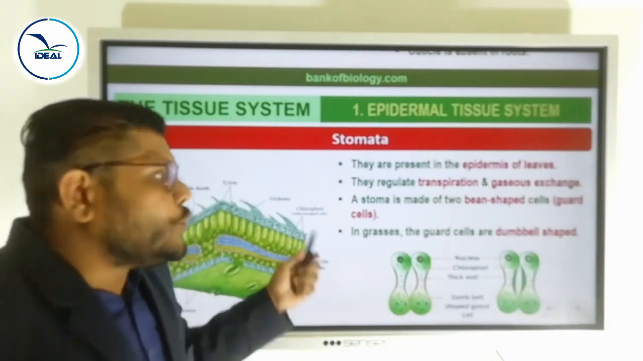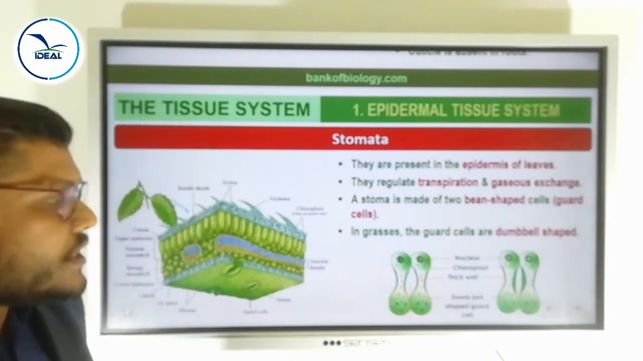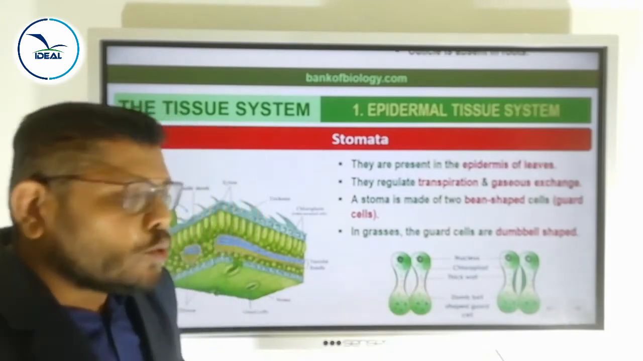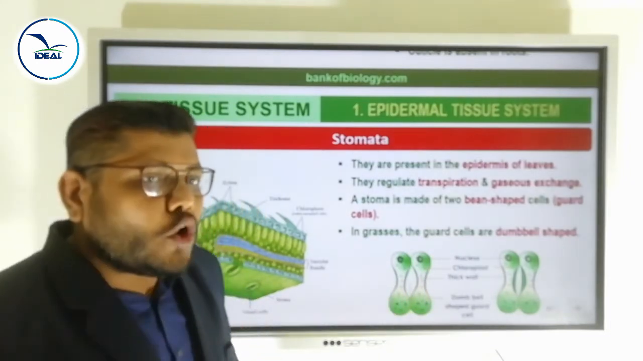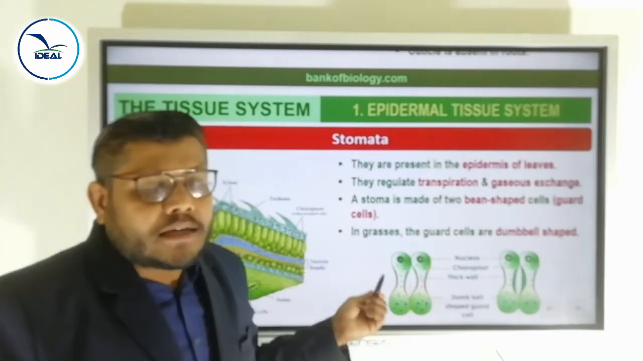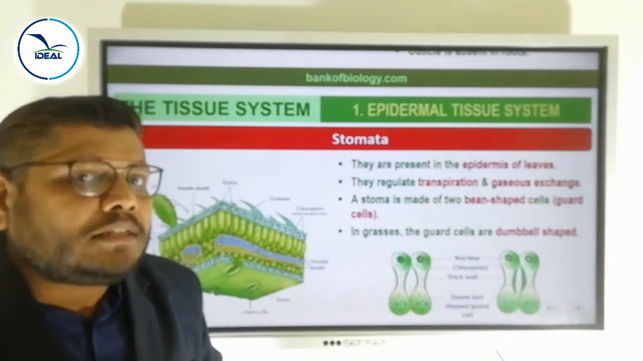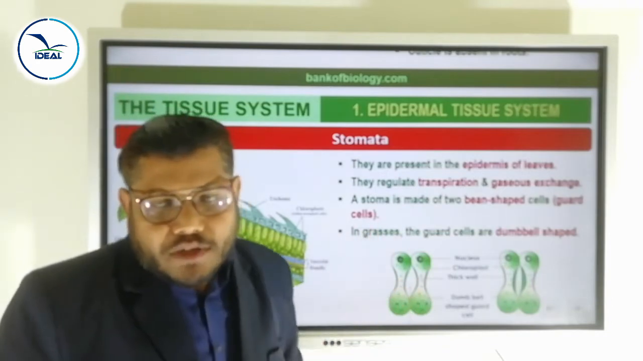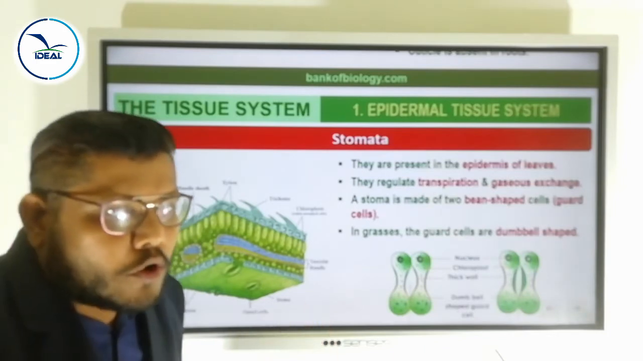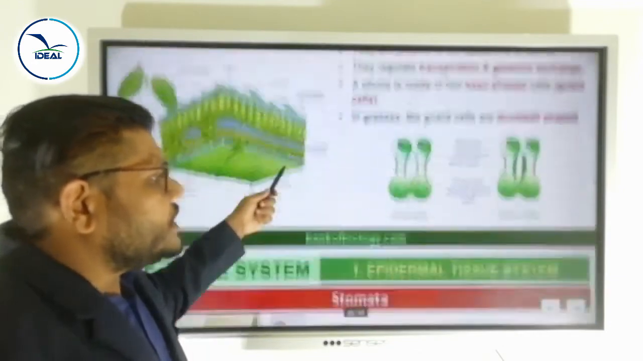Stomata is made up of two bean-shaped cells that are called guard cells. Look, this is one of the stomatal structures. If you observe, we can see that this stomata is made up of two bean-shaped structures called guard cells. In grasses, guard cells are dumbbell shaped. So in dicot plants, guard cells are bean-shaped structures, but in monocot plants, especially grasses, the guard cells are dumbbell-shaped.